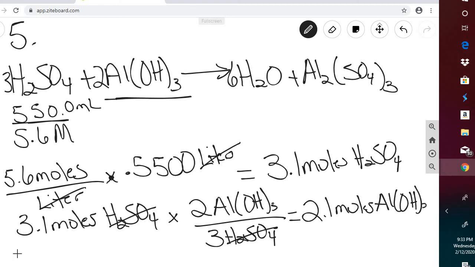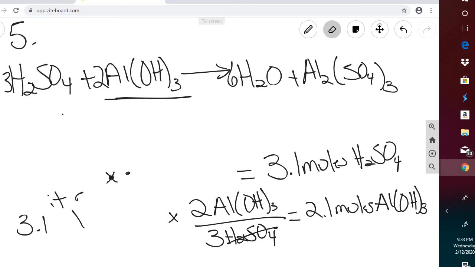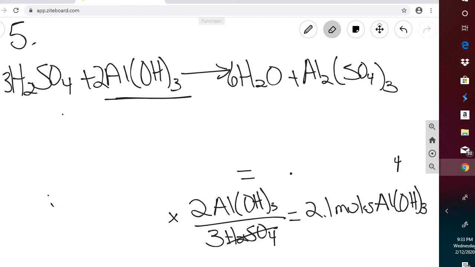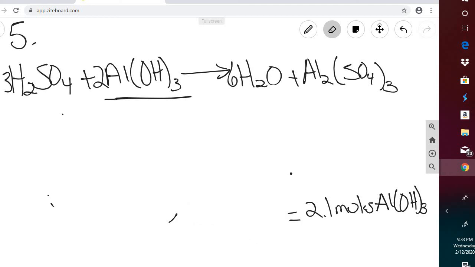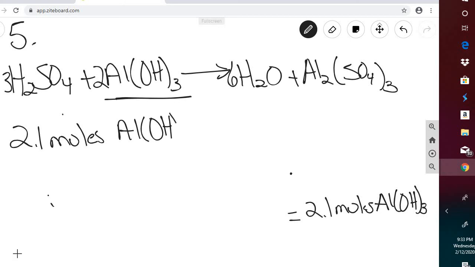So we're almost there, because the question asks us how many grams of aluminum hydroxide would need to be added to the solution to neutralize it. So hang on to this number of moles, and we just need to convert that to grams. Okay, so I'm going to put that up here. So we have 2.1 moles of aluminum hydroxide. And we want to convert that to grams.